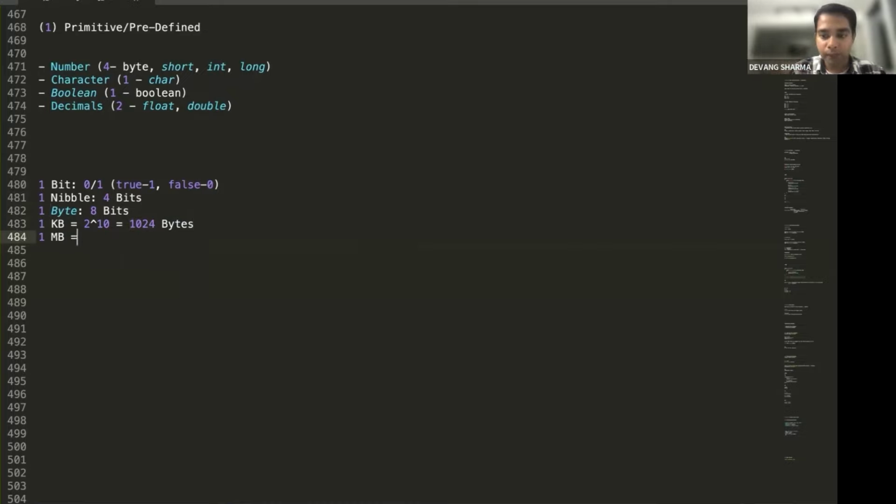Then we have 1 MB, which is 2 raised to the power 10 KB or 1024 KB. Then we have 1 GB, which is 1024 MB. Then we have 1 terabyte, petabyte, zettabyte, and so on and so forth. You can keep on doing that. Make this part crystal clear to all first.